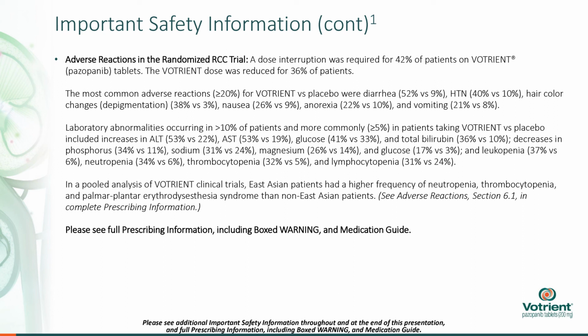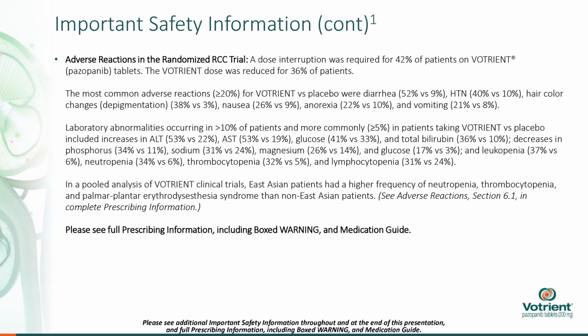Laboratory abnormalities occurring in greater than 10% of the patients, and more commonly 5% or more of the patients taking Votrient versus placebo, included increases in ALT, 53% versus 22%, AST, 53% versus 19%, glucose, 41% versus 33%, and total bilirubin, 36% versus 10%. Decreases in phosphorus, 34% versus 11%, sodium, 31% versus 24%, magnesium, 26% versus 14%, and glucose, 17% versus 3%. And leukopenia, 37% versus 6%, neutropenia, 34% versus 6%, thrombocytopenia, 32% versus 5%, and lymphocytopenia, 31% versus 24%.